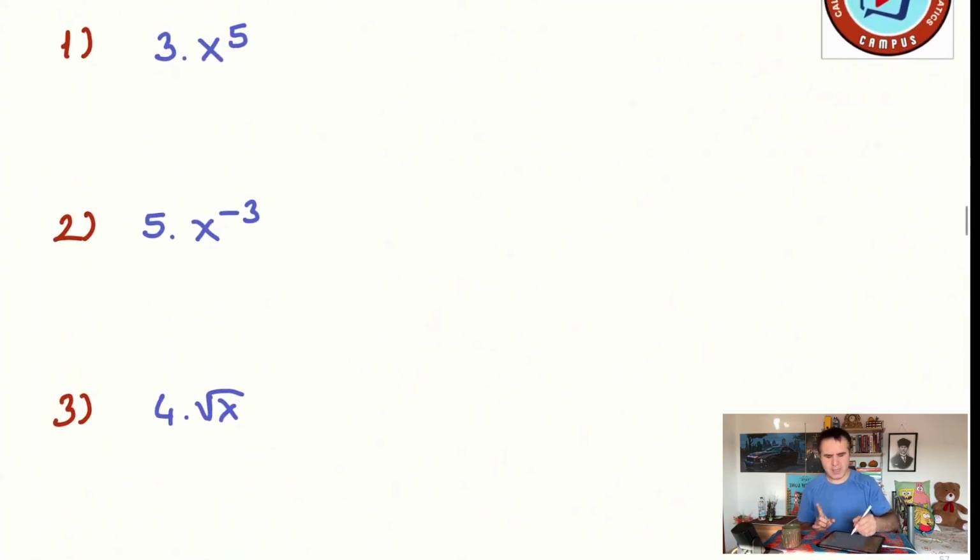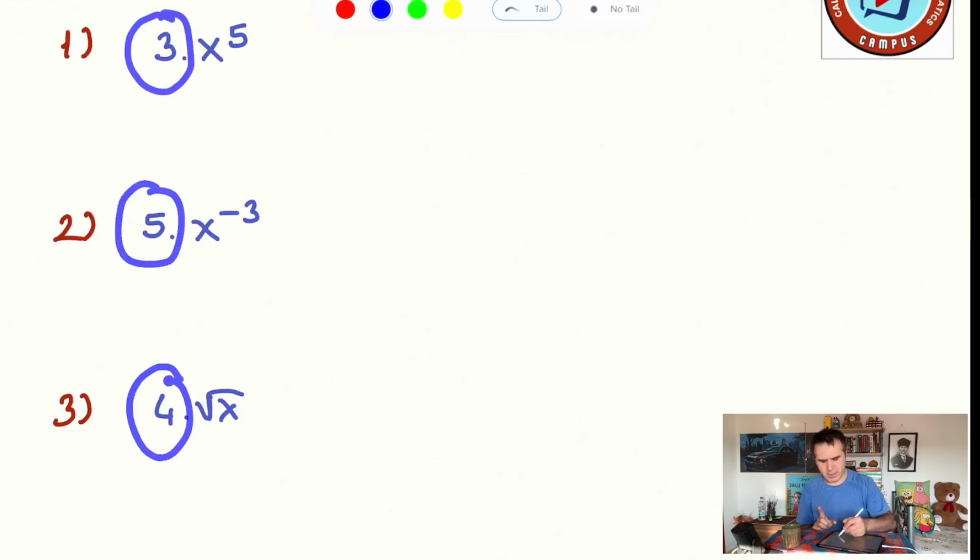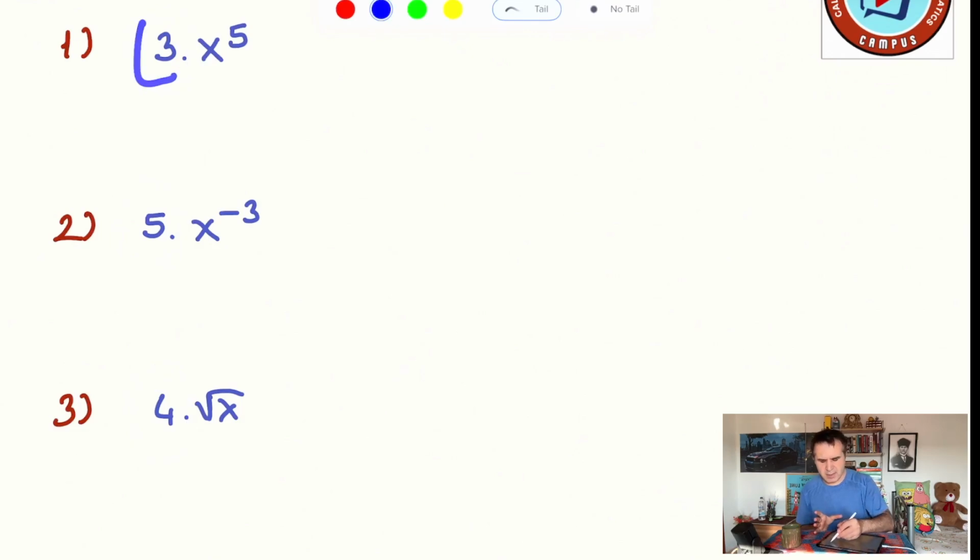First rule, if we have any constant multiple in a differentiation, this constant multiple will not affect the derivative. So we just ignore it.